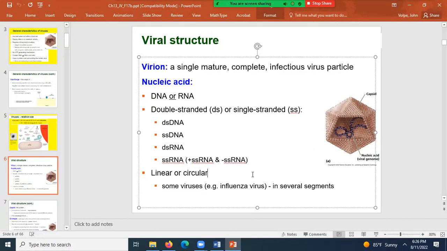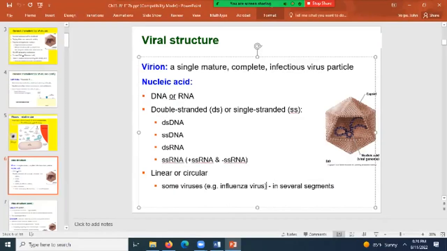Some viruses, just a few, have their genome in several segments. Like the influenza virus has its genome in several segments or several pieces. This should not be surprising to you because humans have their genome in several pieces, and we call each piece a chromosome. Okay. Any question about any of that?